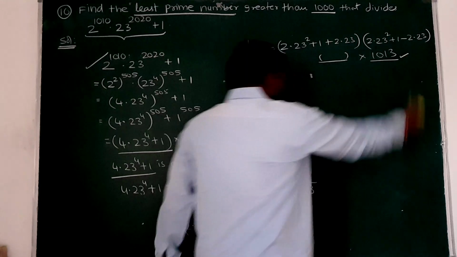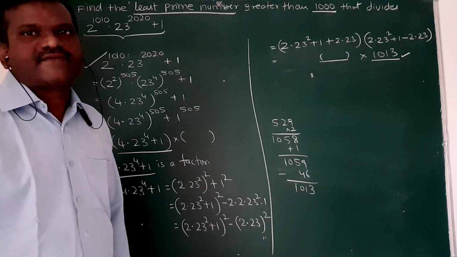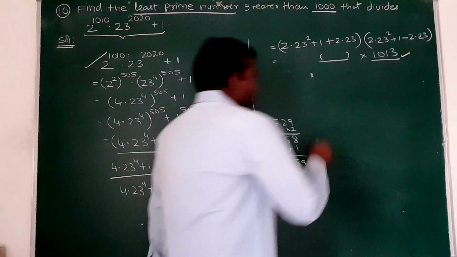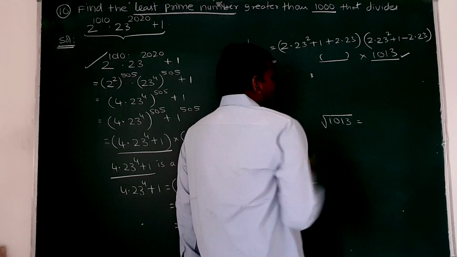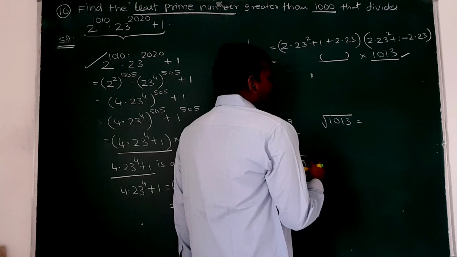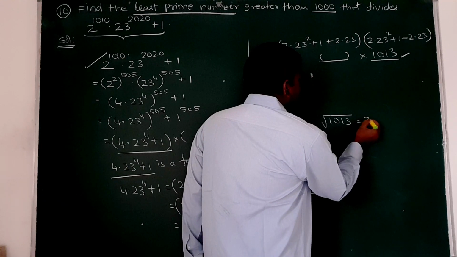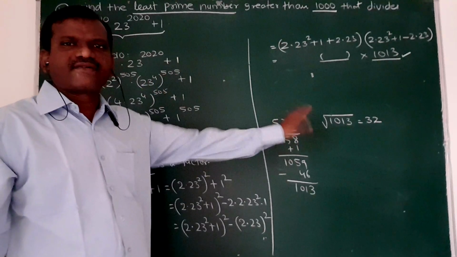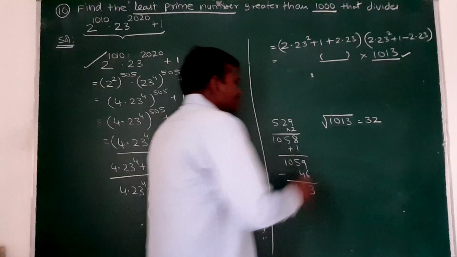Is this a prime number? First, is 1013 a prime number or not? I want to know. What is the testing for primality? In primality testing, I will find the square root of this number. Approximately, 32 times 32 is 1024, so its square root is approximately 32. Up to 32 I will list the prime numbers.